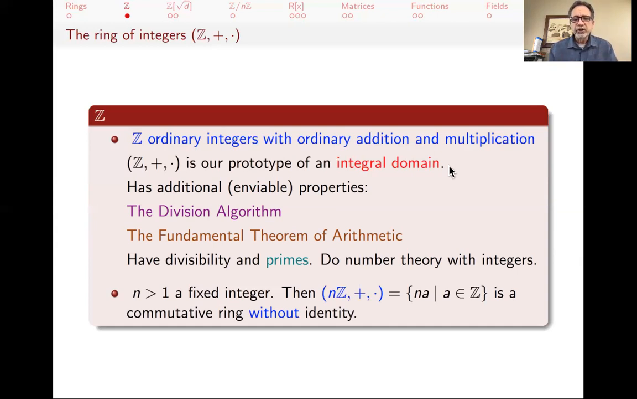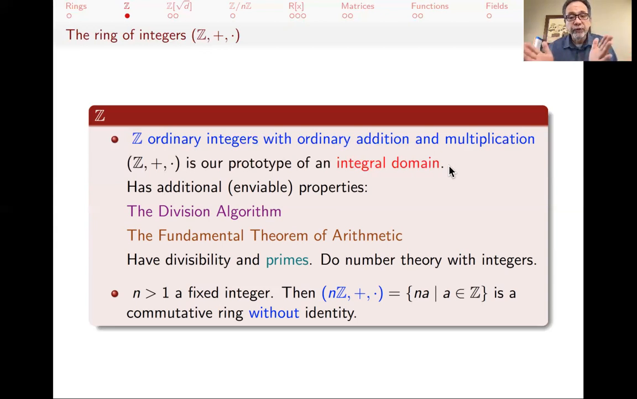As a part of integers, we can look at the multiples of the integers. So multiples of 5, for example, multiples of 7. Those are also a commutative ring, but they're a commutative ring without identity. So if you look at multiples of 5, that would be 0, plus or minus 5, plus or minus 10, plus or minus 15 and so forth.